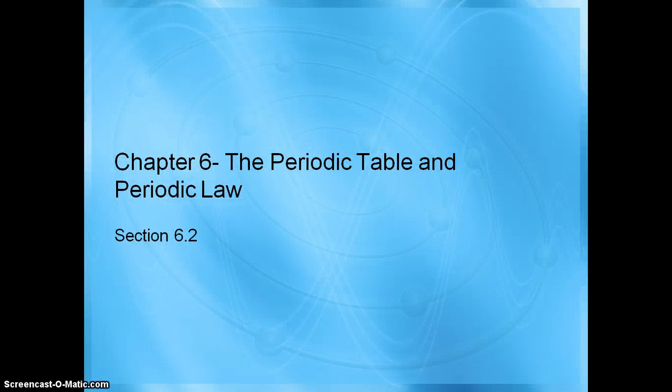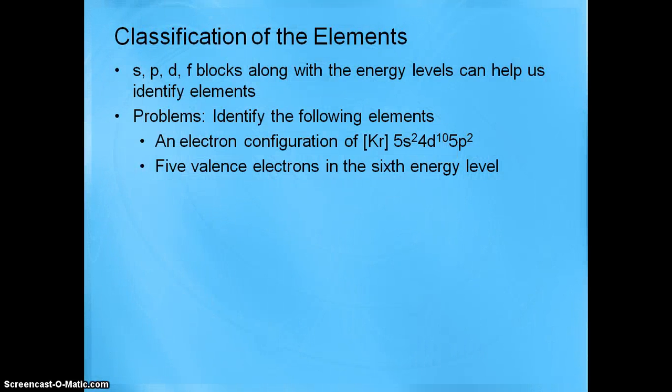We're going to move right into section 2, and we're going to talk about the classification of elements. Now, if you remember from chapter 5, we had you color a periodic table with your S, P, D, and F blocks. Again, chemistry just keeps snowballing. Everything builds off of each other. So using those blocks, along with the energy levels, you can help identify what elements you have. Your energy level is what period you're in, or what row, energy level 1 through 7.